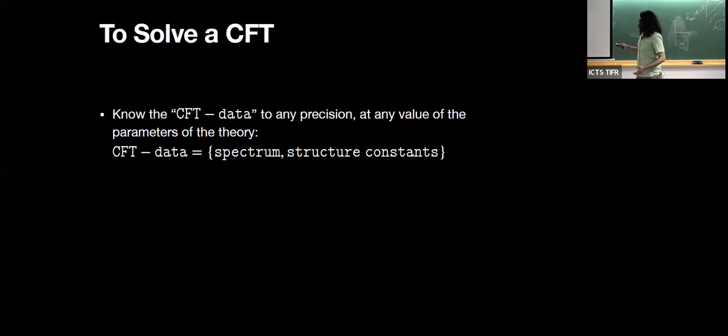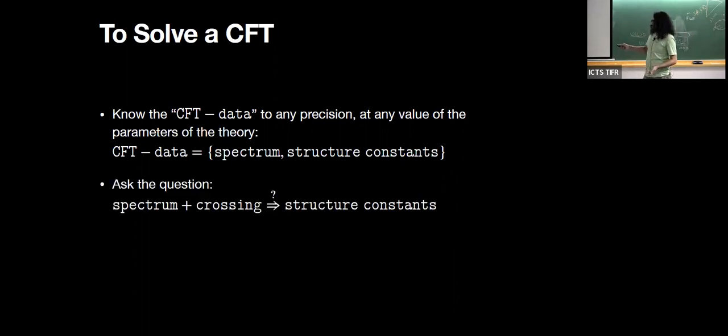Now, having this as a setup, you can ask the next question. Suppose there is a CFT, in this case an integrable CFT, where I know the spectrum. Suppose I know the spectrum of the CFT, then can I ask the following question? Knowing the spectral information, if I'm able to implement crossing symmetry as well, does this in some way imply the structure constants as well?